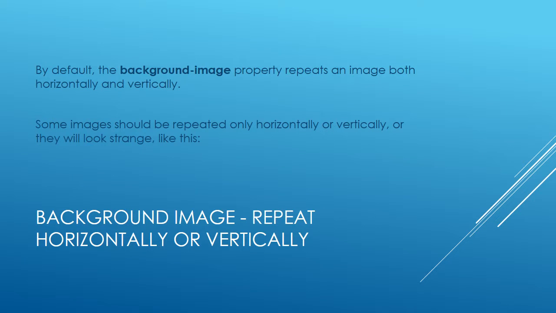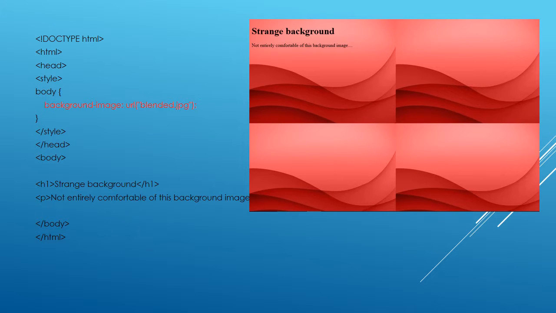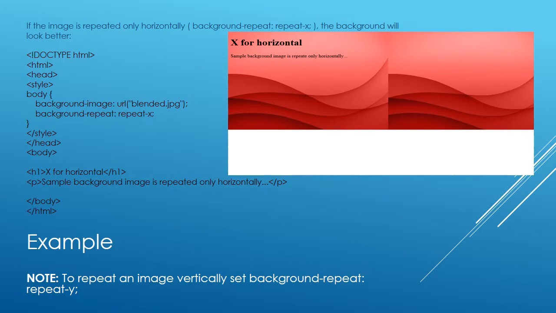By default, the background-image property repeats an image both horizontally and vertically. Some images should be repeated only horizontally or vertically, or they will look strange, like this. Example of a bad background. If the image is repeated only horizontally, background-repeat: repeat-x, the background will look better. Note: to repeat an image vertically, set background-repeat: repeat-y.